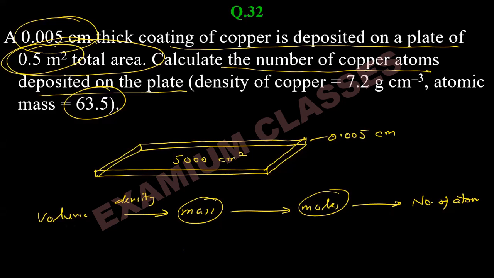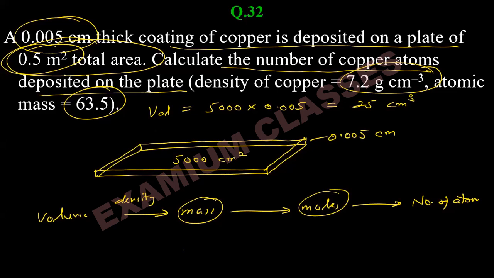So that's what you need to do. Volume here will be area multiplied by height. Height is 0.005. That is 25 centimeter cube. 25 centimeter cube is actually milliliter. You know that: centimeter cube, cc, ml, same thing, milliliter. And density is given this much, in centimeter cube. Leave it in centimeter cube.